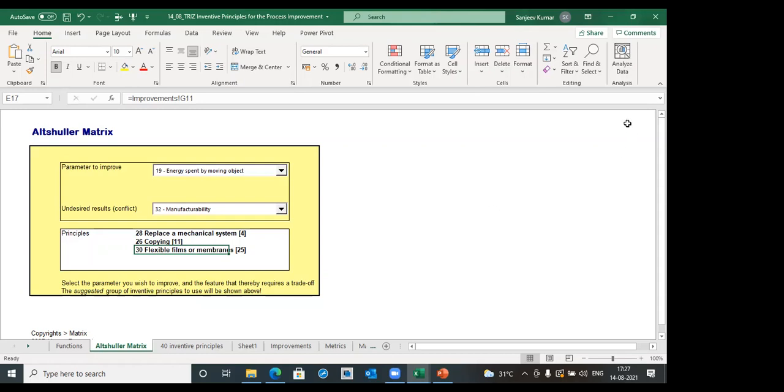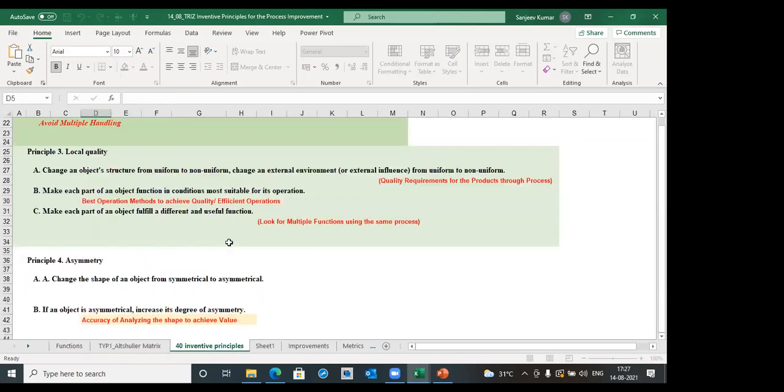But when you look at the parameters to improve and the parameters getting conflicted, you will come up with only 3 or 4 principles for which you need to do the ideas. But when you go for the 40 inventive principles, you can look at each and every individual principle, and then look for idea generation. What I suggest is you apply all the 40 inventive principles rather than just looking at the Altshuler matrix alone. You look at all the 40 inventive principles, see what is being considered, and accordingly you generate more ideas using this.